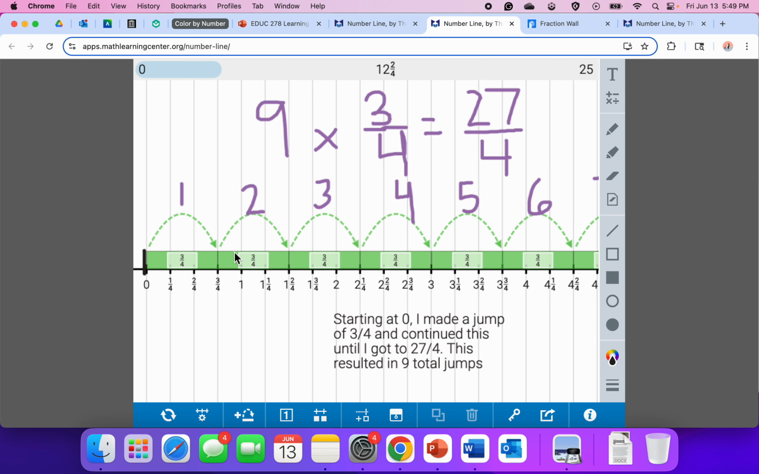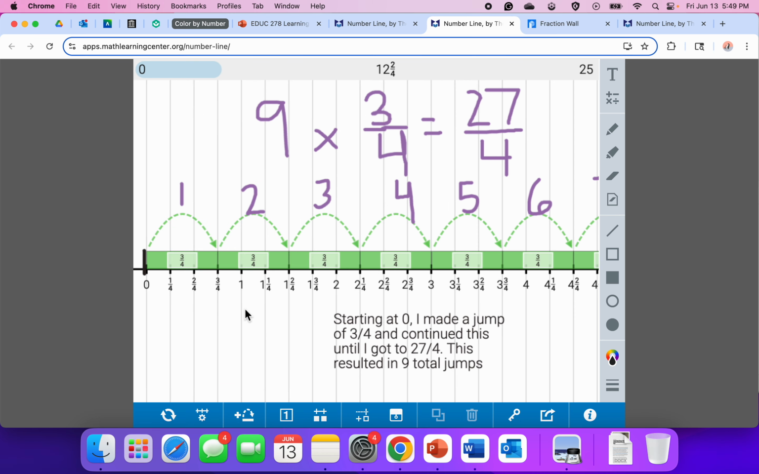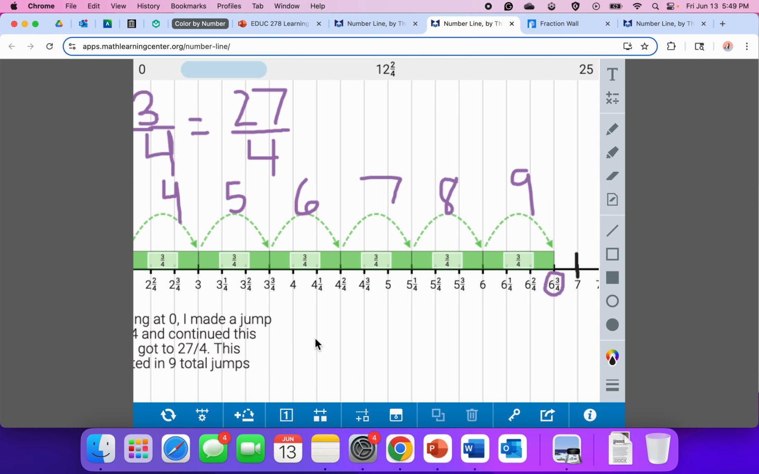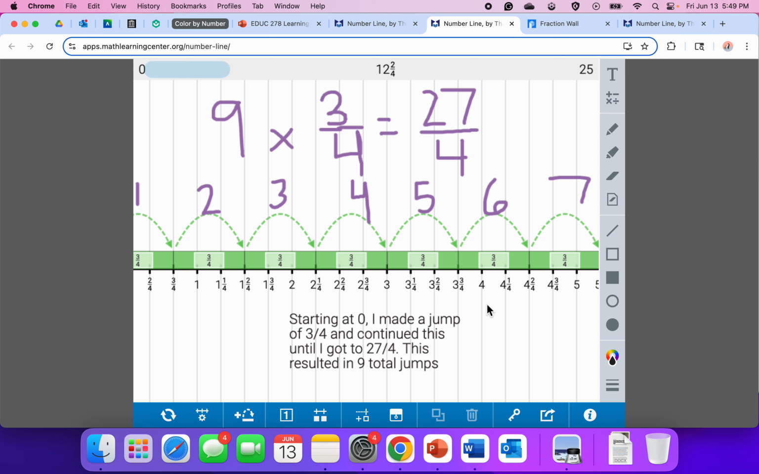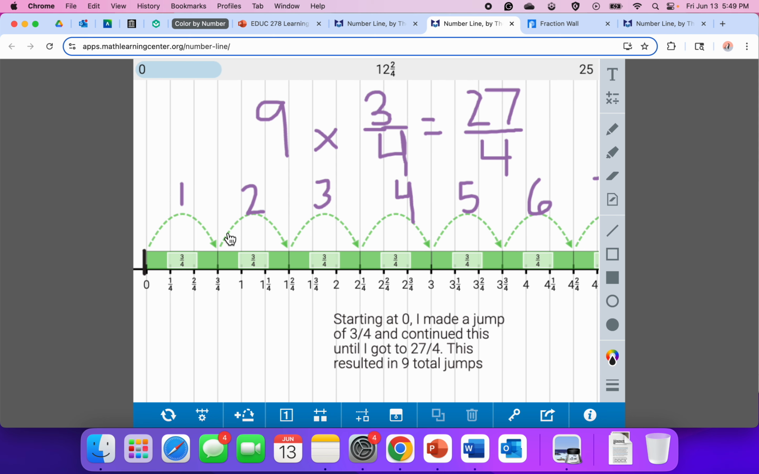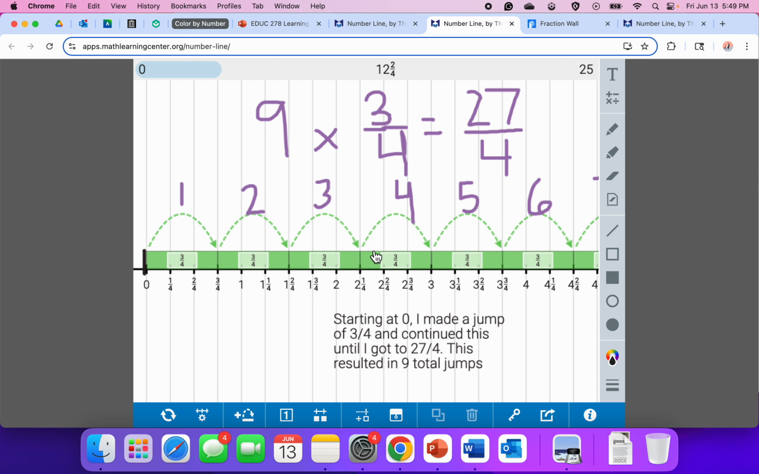I later discovered you could actually insert these little jumps right here, which I thought was cool. So again, I just marked from 0 all the way to 7 really, and then circled 6 3/4. So starting at 0, I made a jump of 3/4, and I continued to do this until I got to 27 fourths, and then this is 9 total jumps here.